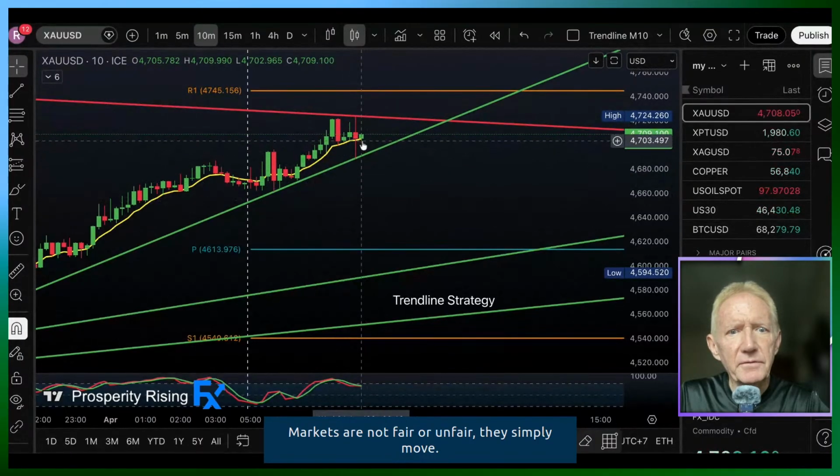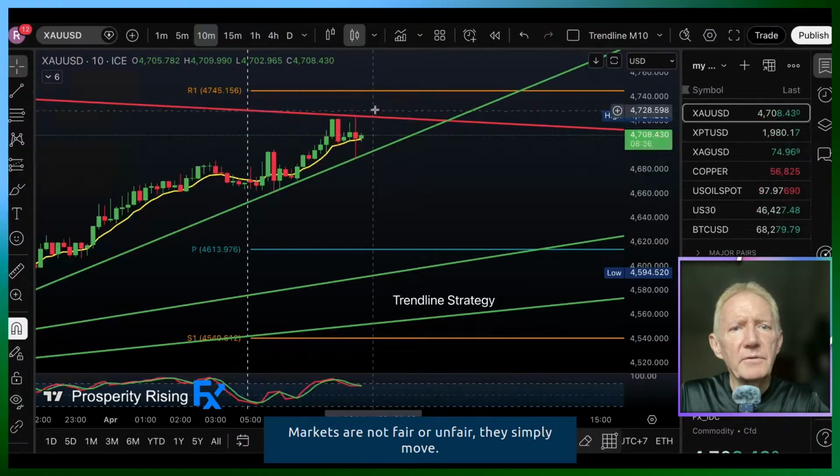And the strategy is if it breaks above and closes above the downward trend line, then I go long and put my safety stop below the other line, the upward trend line. And vice versa, if it breaks below and closes below the green trend line, the upward trend line, then I will go short and put my safety stop above the red line.